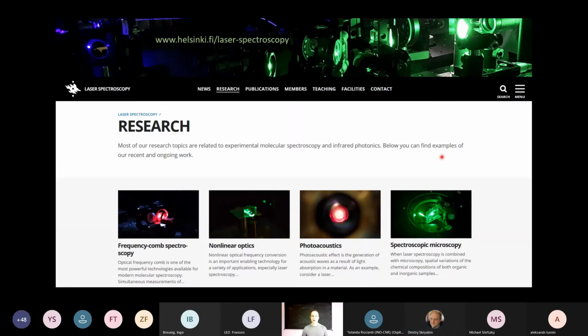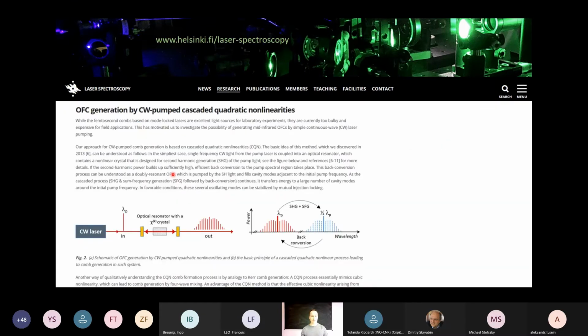All right. So in most of our experiments, we use mid-infrared light and especially mid-infrared frequency combs. And for that reason, we have also spent quite some time developing these light sources, especially based on Chi2 nonlinearities. And although in most of our experiments, we use femtosecond Chi2 light sources, during the past years, we have also studied this continuous wave pumped cascaded quadratic nonlinearities.